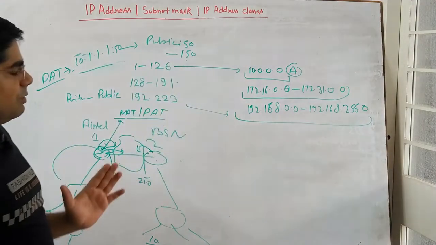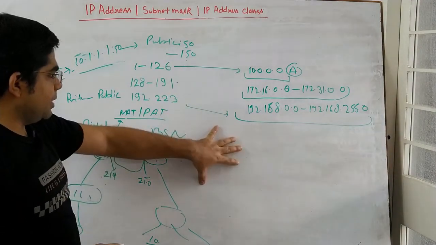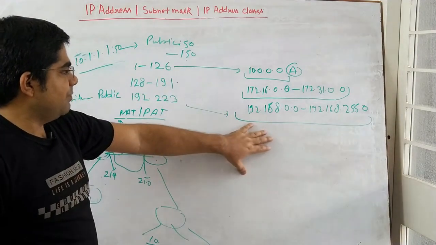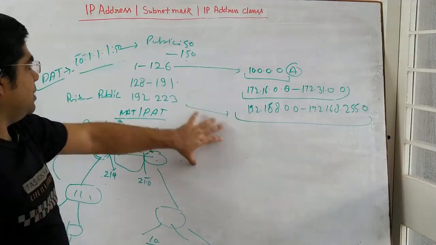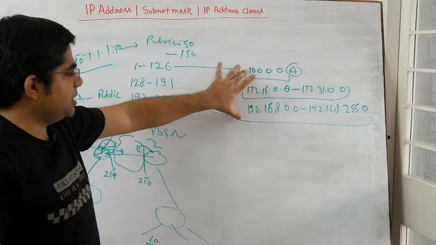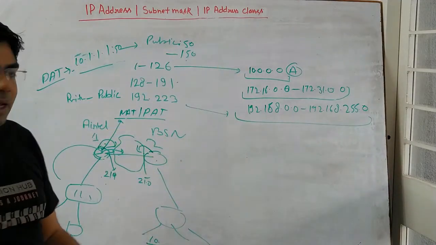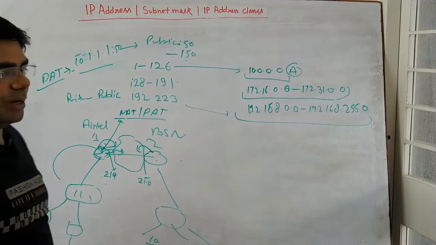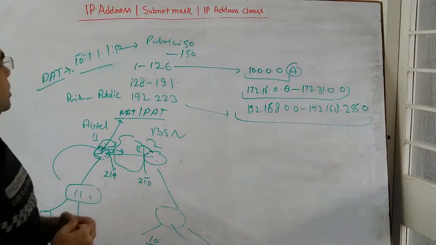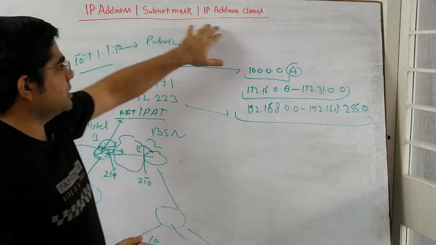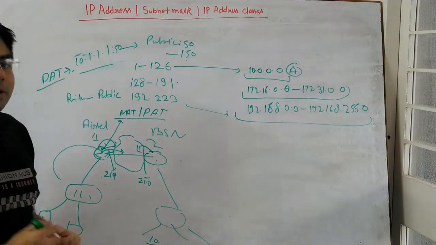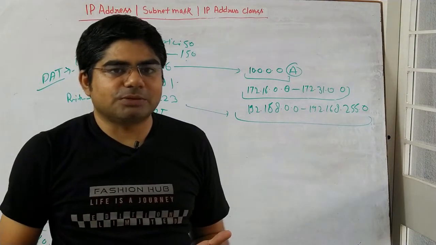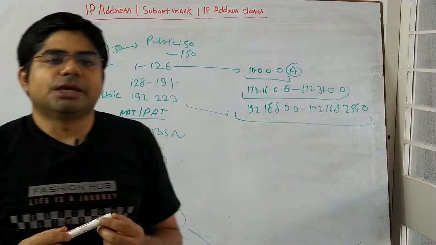Right now, what you can understand is that with the use of the private IP address range, we can save public IP addresses, use private addresses inside our organization, and use public IP addresses to communicate publicly. So this is everything about IP addresses, subnet mask and IP address classes. I think now you have understood what an IP address is, what a subnet mask is, and what the different classes of IP address are. Thank you for watching.